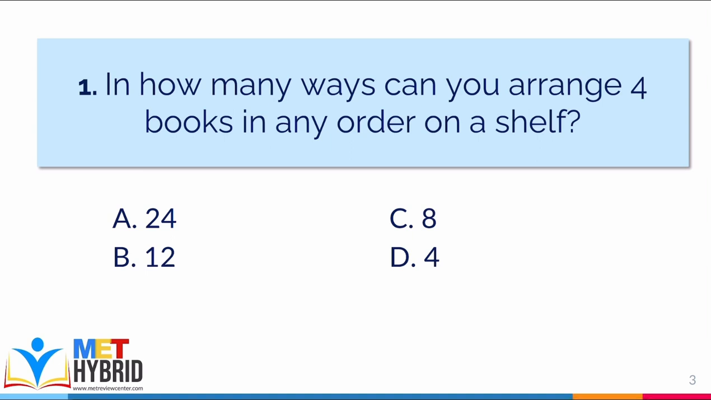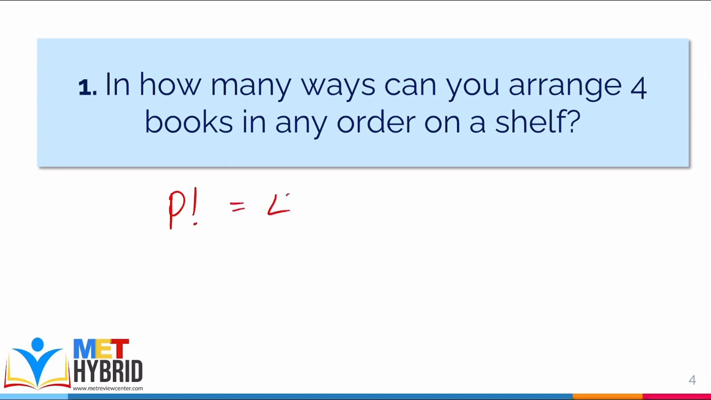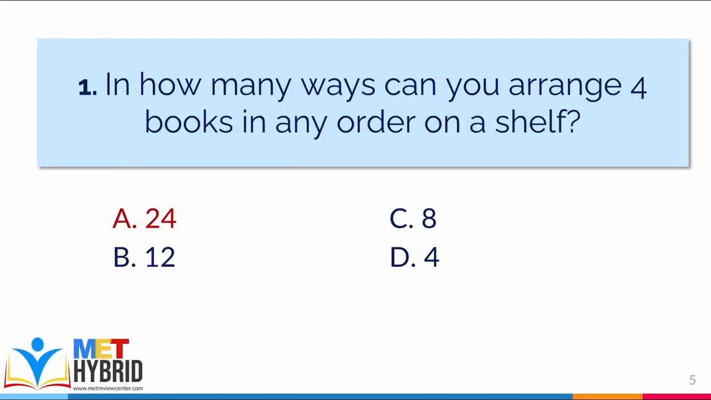Question number 1. In how many ways can you arrange 4 books in any order on a shelf? So this is a permutation problem and the solution is rather simple. P factorial, wherein P is 4 since there are 4 books which will be arranged on a shelf. To simplify this, we will just do 4 times 3 times 2 times 1, which results to 24. Therefore, the answer is A, 24 ways.